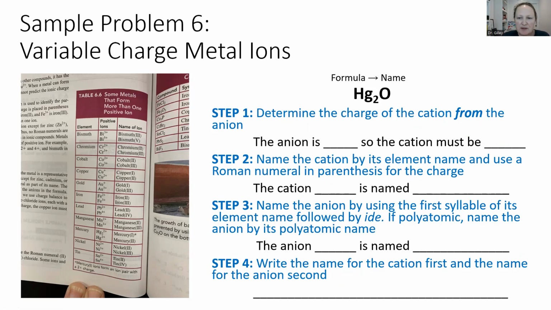Let's look at another example with that tricky mercury, right? So again, it's another example where we're going to start from the formula and our goal is to write the name. So anytime you have a variable charge metal ion, we always want to start with the anion. From that will help us typically figure out what the cation charge must be. So I'm not going to give you any hints on this one. I'm just going to let you try it yourself, and then we'll go over the answer. Go ahead and pause the video, try it yourself, and then resume when you're ready to go over the answer.